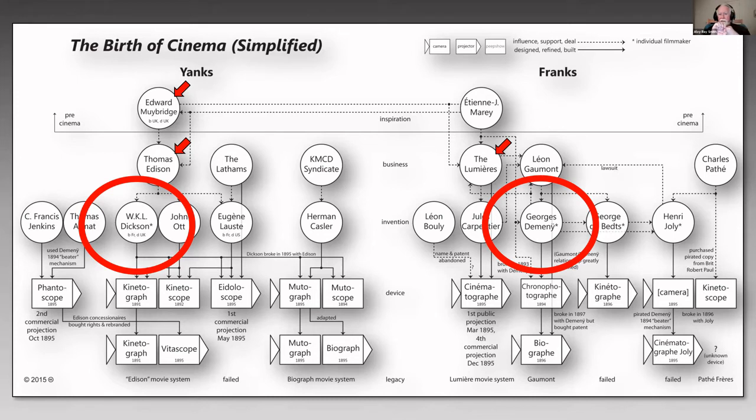Without that, you haven't got a movie system. You can't just have one part, you've got to have all parts. Who did it first? Well, it certainly wasn't Muybridge, and it wasn't Edison, and it wasn't the Lumières. It was this guy, W.K.L.